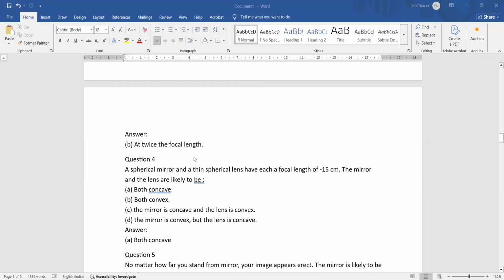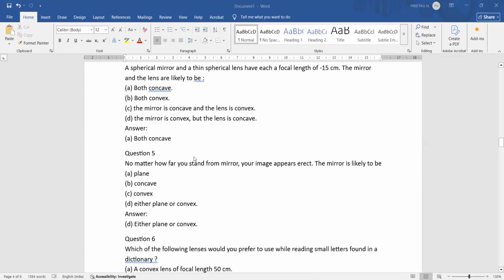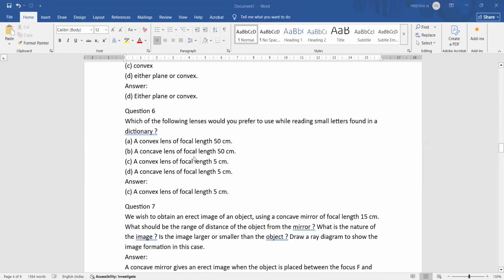Okay, no doubt then. Let's just move forward. Next mirror है, हम कर चुके हैं. 5th हम already कर चुके हैं. Let's just talk about the 6th one. Now they're telling you that you wanted to read small letters which are found in a dictionary. तो आप कौन सा लेंस यूज करो so that you will be able to read that dictionary letters.